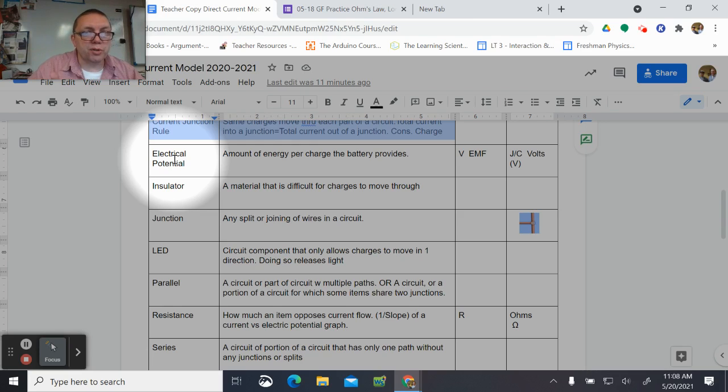So electric potential is the energy per charge that the battery provides to all charges in that circuit. The battery provides energy to all charges in that circuit, and that energy per charge is electric potential or voltage. It's not the total energy for all charges, but it's the energy per charge.